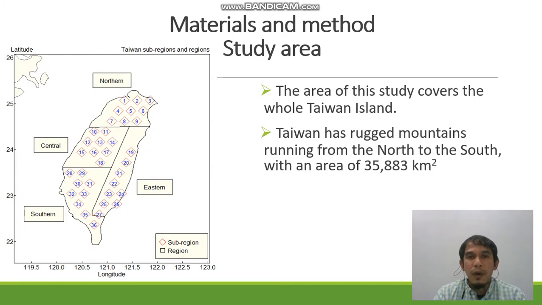For the materials and method, the study area was the whole Taiwan island. For the Taiwan island, we divided the area into four regions, which are northern, central, eastern, and southern. In each region, we divided into 9 subregions. For the whole country, we have 36 subregions. For the latitude and longitude of each subregion, we got them from Google Earth.